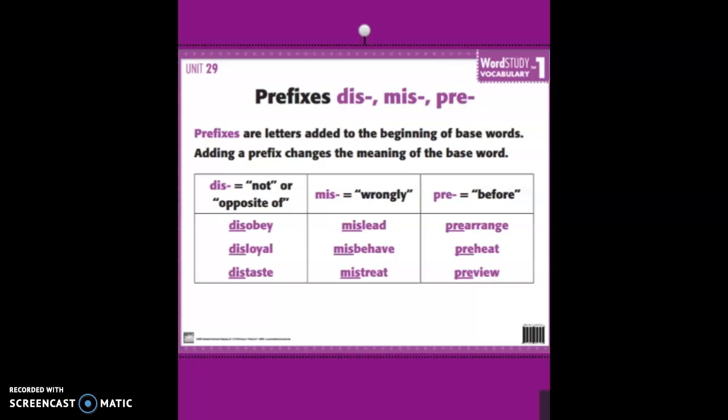Dis stands for not or opposite of, like in the words disobey, disloyal, and distaste. Mis means wrongly. So, for example, words like mislead, misbehave, mistreat. And pre means before, like prearrange, preheat, or preview.